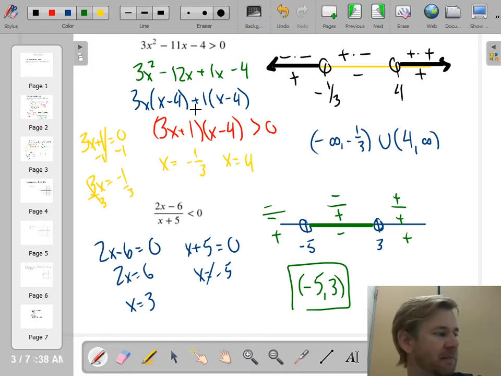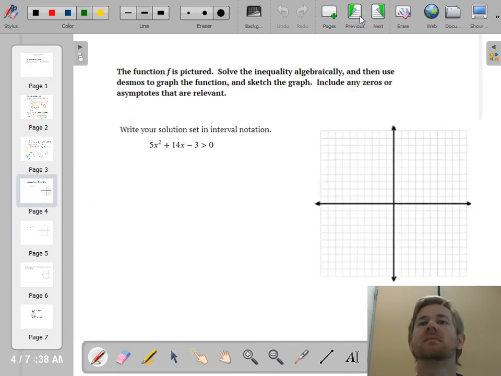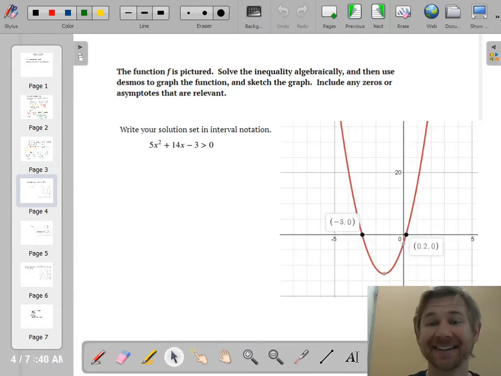I think we got maybe some graphing problems. Yeah, okay. So let's do the same thing. The function f is pictured. No, it's not. I guess we got to draw it. Okay. Hang on a second. What's going on? Magic! Look! The graph's there now. I hit pause. That's cool.